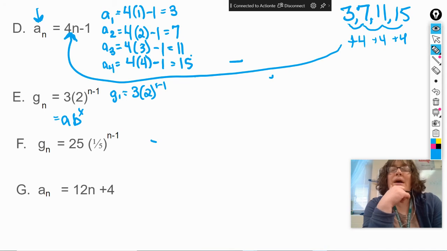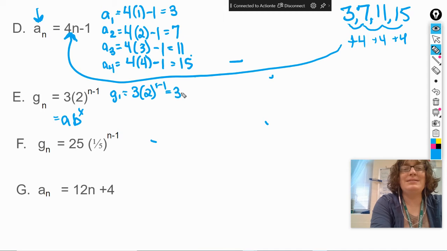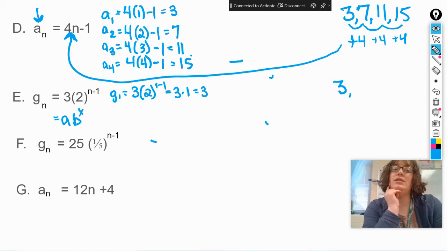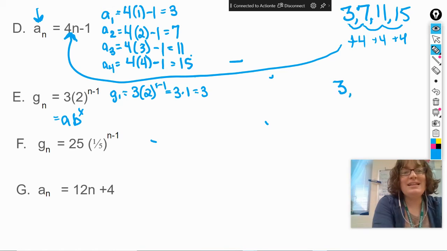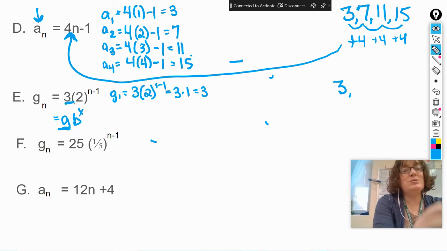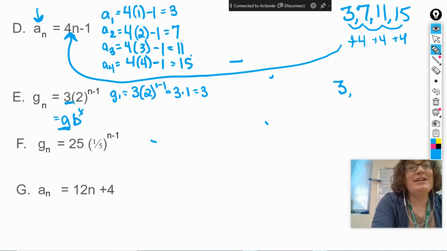So 1 minus 1 up there in the exponent is a 0, so I have 2 to the 0 power. Guys, anything to the 0 power is always a 1, so this becomes 3 times 1. And 3 times 1 is 3, meaning the first term in my sequence is a 3. That makes sense because remember a was supposed to be our initial amount, and that's what they show there as the initial amount. Let's go on and try the second term of the sequence.